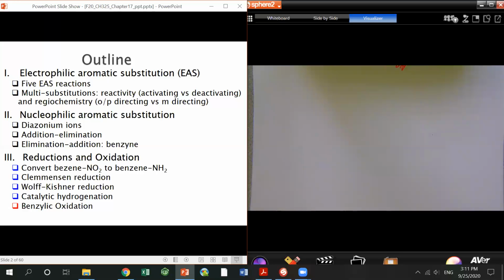Then we will learn some nucleophilic aromatic substitutions, where the attacking species is a nucleophile. We'll learn 3 nucleophilic aromatic substitution reactions: one through a diazonium intermediate, and then 2 opposite reaction mechanisms, one addition-elimination and another elimination-addition. In the elimination-addition you generate a benzyne intermediate. Then we'll learn a bunch of oxidation and reduction reactions for benzene, like the Clemmensen reduction, the Wolff-Kishner reaction, catalytic hydrogenation, and benzylic oxidation reactions.